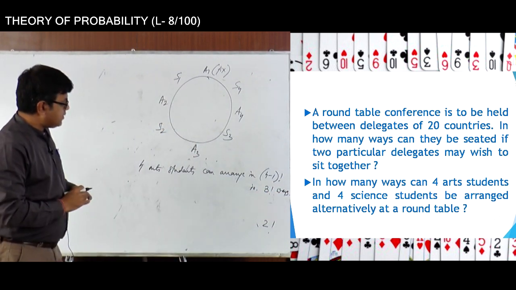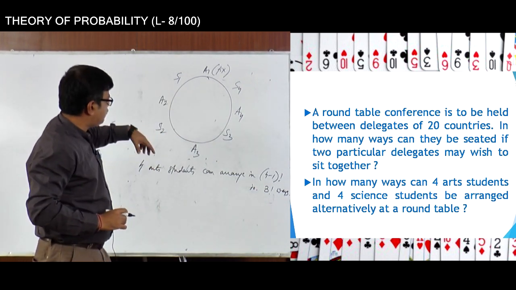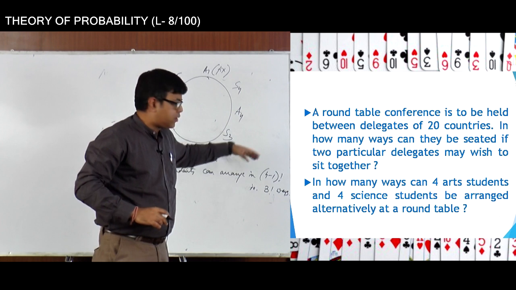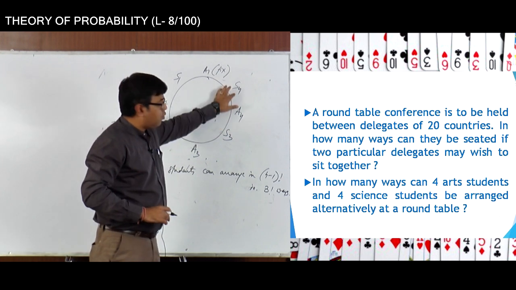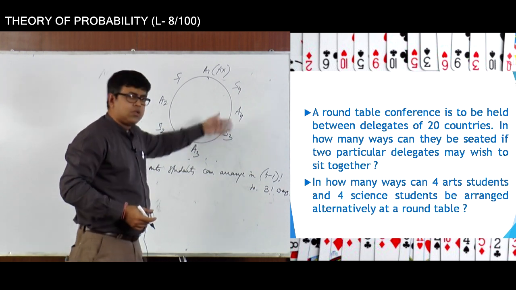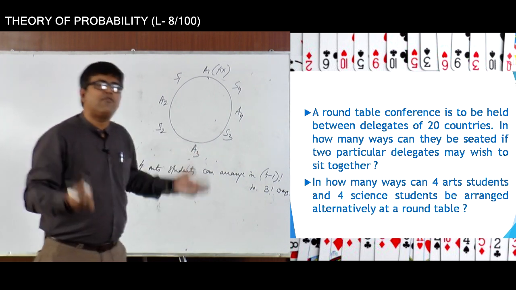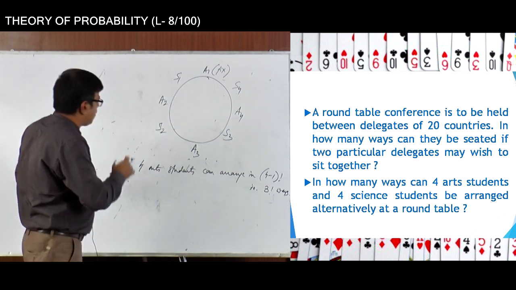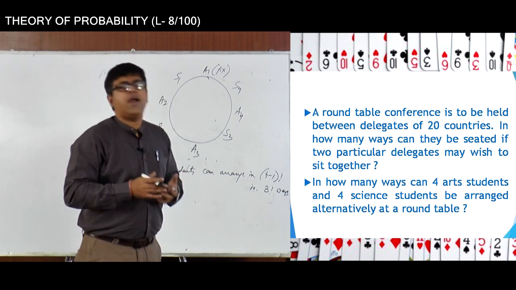Now once the arrangement of the art students has been done, we have to arrange the science students, who sit in between the art students, because the arrangement is alternate. How many places are there? There are 1, 2, 3, 4 places and there are 4 science students. So the total number of such arrangements in that case will be 4P4, that is arrangement of 4 things taking 4 at a time. That means the number of ways you can arrange the science students after arranging the art students in a circular manner will be factorial 4.